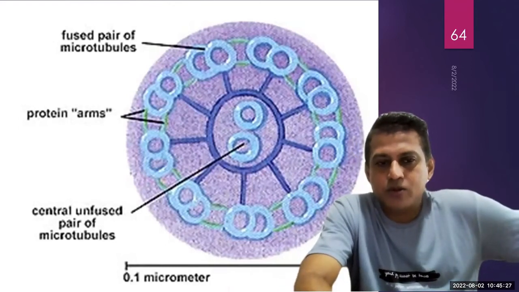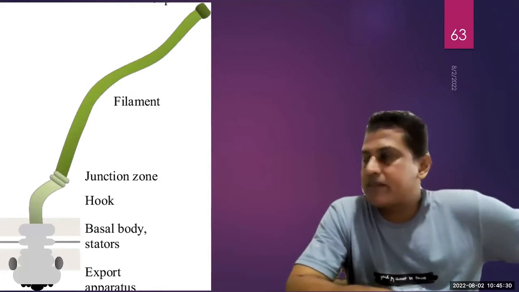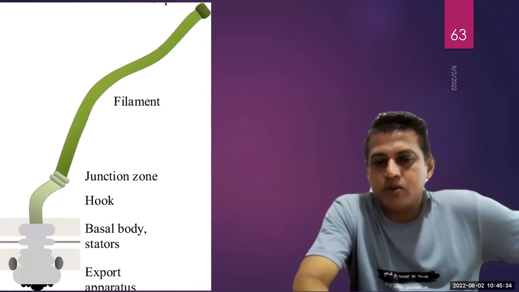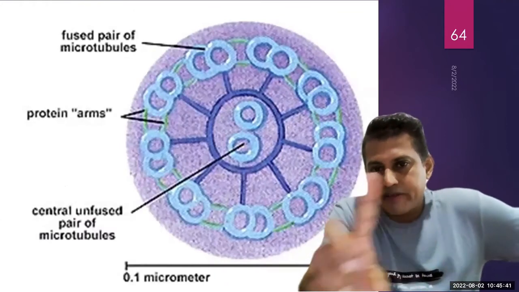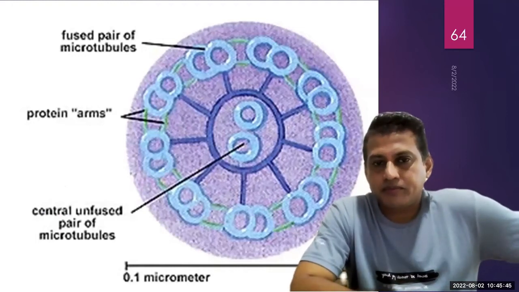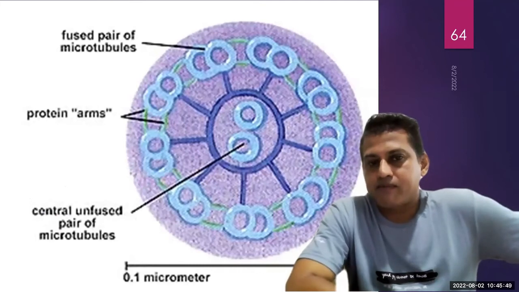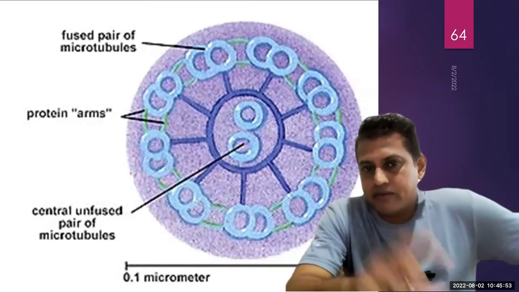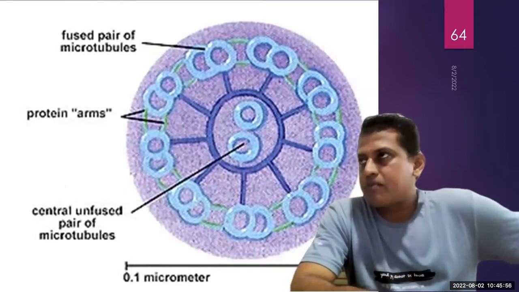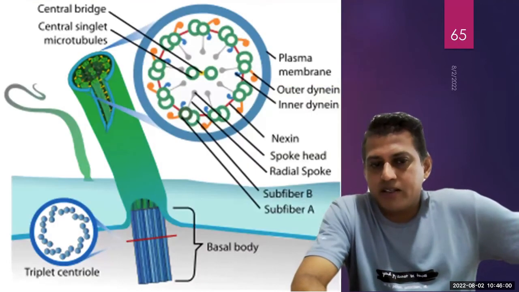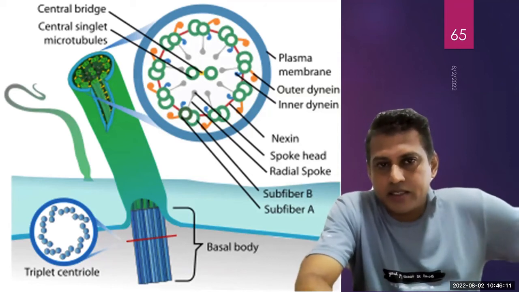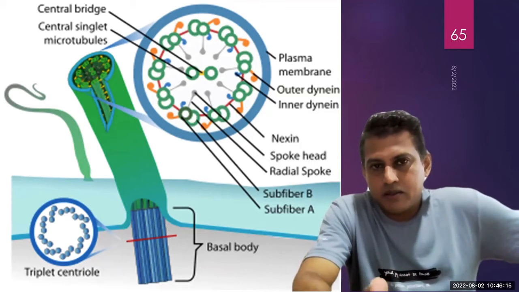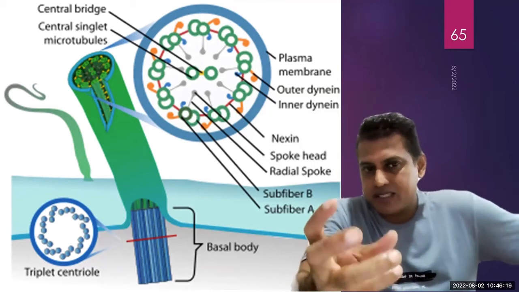We can find 9 plus 2 in the filament region. What is 9 plus 2? It's a pair of microtubules. Pair of microtubules make a ring. There are 9 around it, and it makes this ring. And in the middle, again 2. That's a 9 plus 2. We can also find this structure at the basal body. Make this microtubule 9 plus 2 the cilia or flagella.